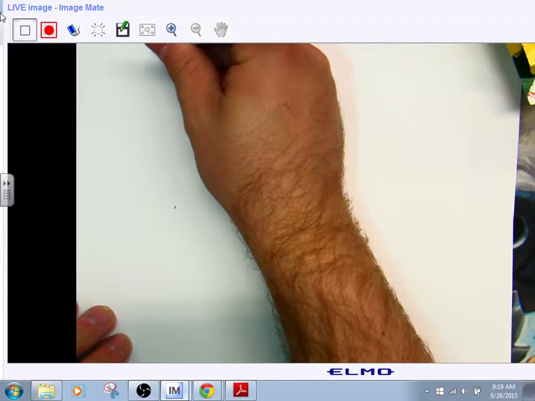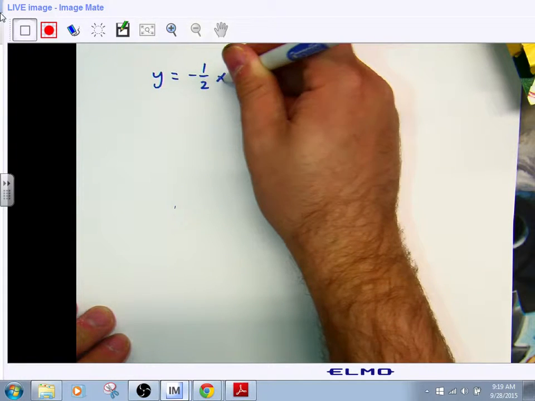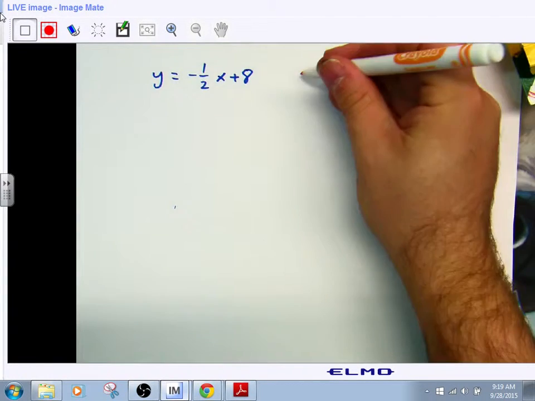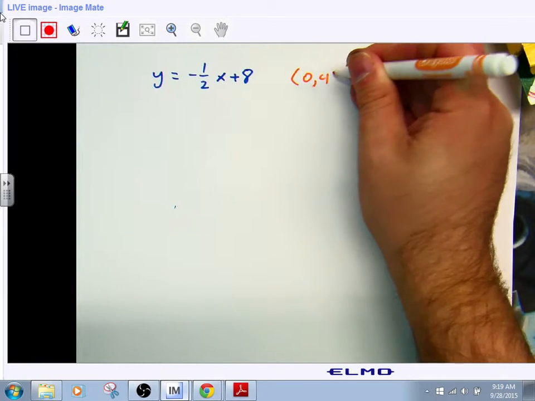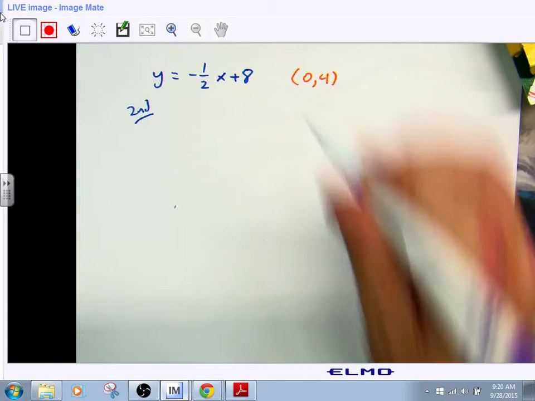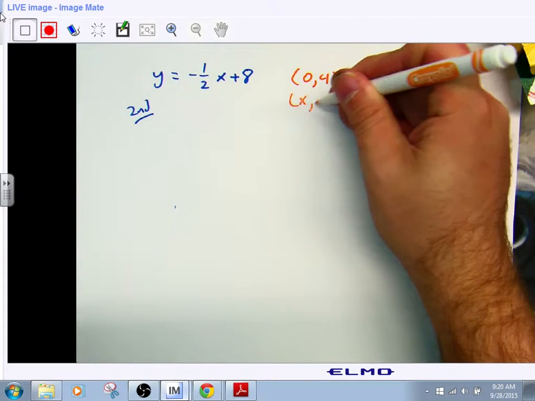So it's going to look something like this. Here's another equation. It'll say something like y equals negative 1/2 x plus 8. And this time the point that it's asking for is 0, 4. And we're going to try to figure it out. And this time I'm only going to do that second way. I'm not going to graph it. I'm just going to do it with algebra. Okay? So keep in mind right here, this is x comma y.